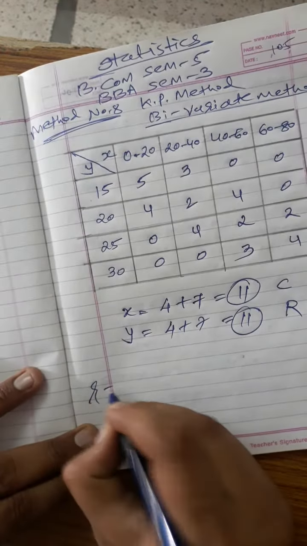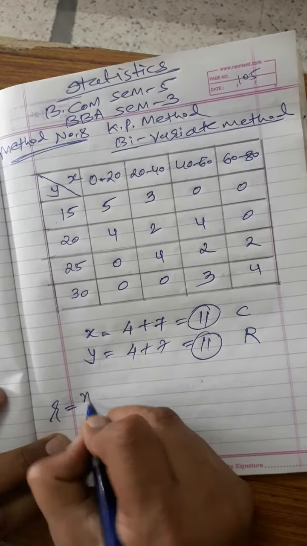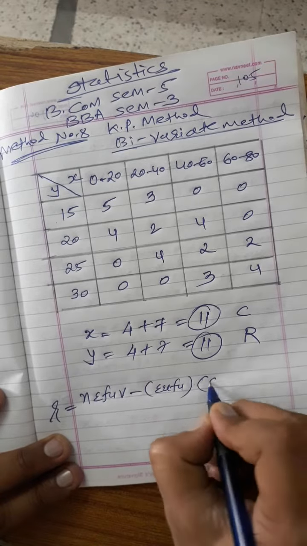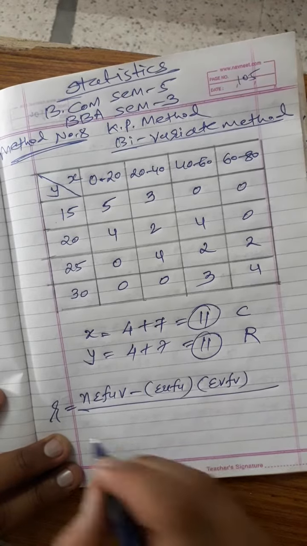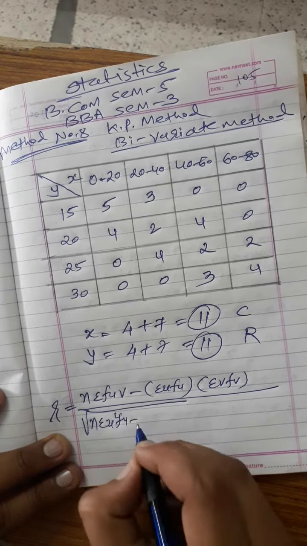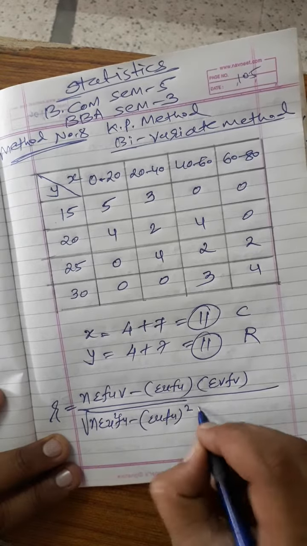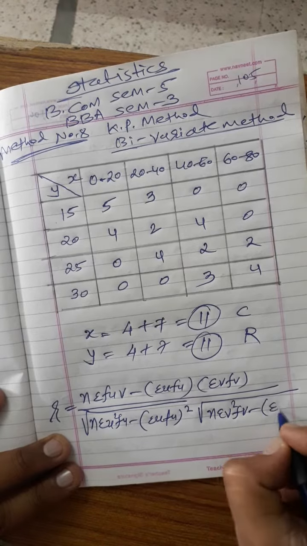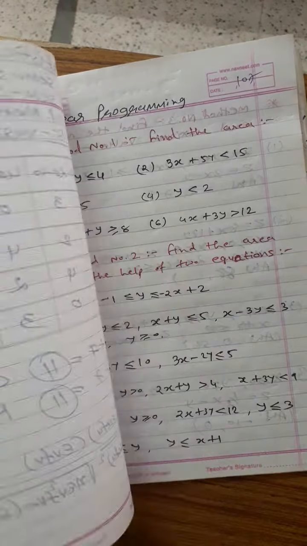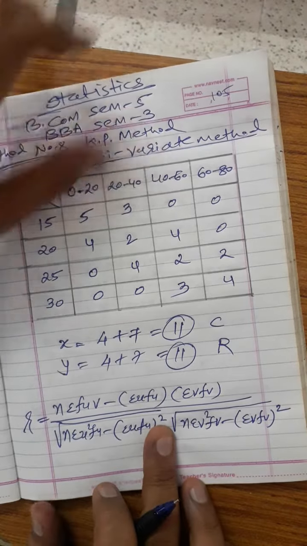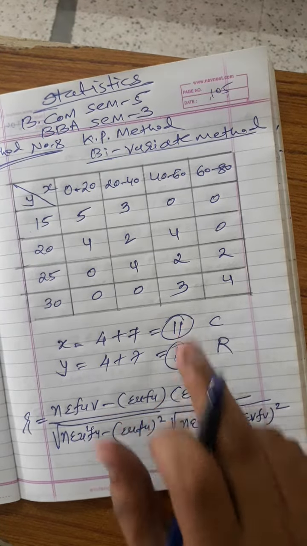And we are using this formula. You remember the formula? N sigma fuv minus sigma ufu sigma vfv, upon under root n sigma u square fu minus sigma ufu whole square, and in the second under root n sigma v square fv minus sigma vfv whole square. So we are using this formula. First we draw 11 rows and 11 columns for our answer.